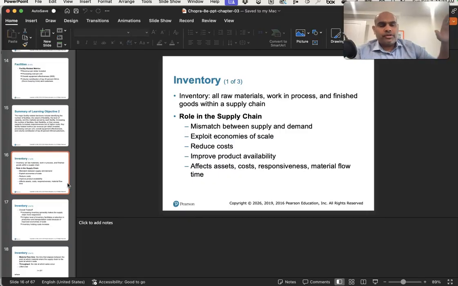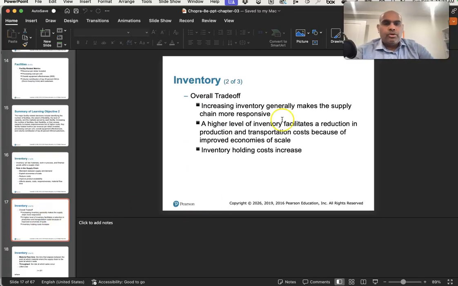You should not have too much inventory either, because if you have a lot of inventory, you'll incur a lot of inventory costs, and there are other things that can happen in inventory. Inventory can be stolen, it can be broken, it can become obsolete. So storing a lot of inventory also has some negative costs associated with it, right? So increasing inventory generally makes the supply chain more responsive, but then again, remember that it definitely makes it less efficient. So just keep that in mind.